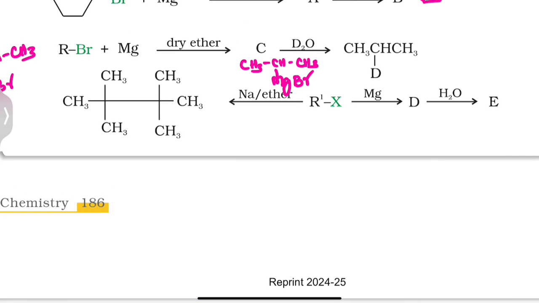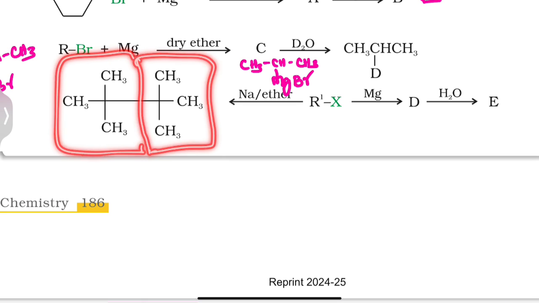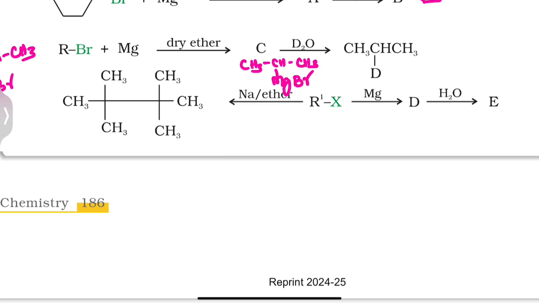Next we will see R-X when you are treating with sodium in dry ether. Sodium in dry ether means it is the Wurtz reaction. Always remember sodium in dry ether will be Wurtz reaction. So this is the product formed. Break this into two: this is one alkyl group and this is the second alkyl group. So here R dash would have been this CH3, and X. Two molecules will combine together, the same two molecules, and you will get this Wurtz product.